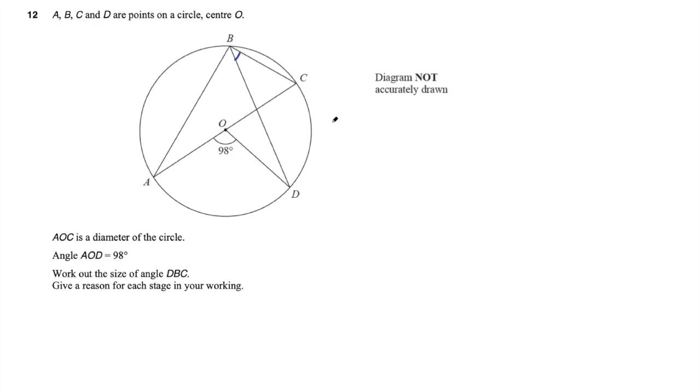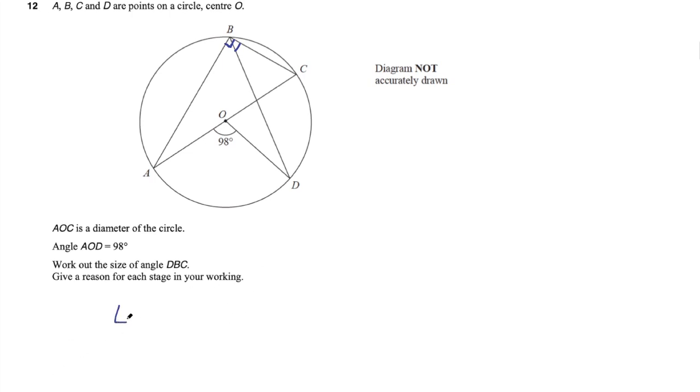Okay, so the first thing I would recognize is that if AOC is the diameter, then this angle in here, ABC, must be 90 degrees. That's one of the circle theorems you need to know. That is the angle in a semicircle theorem. So the first thing I'm going to say here is angle ABC equals 90 degrees, and this is angles in a semicircle. And check out my video on all the circle theorems you need to know if you want to know more about that. Okay, so that's 90 degrees.